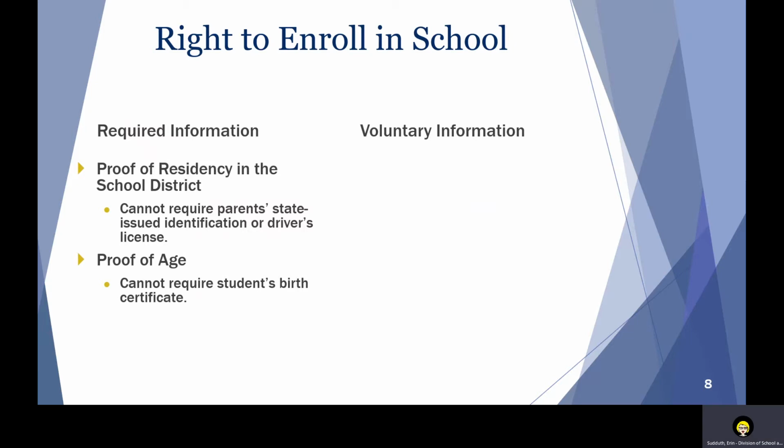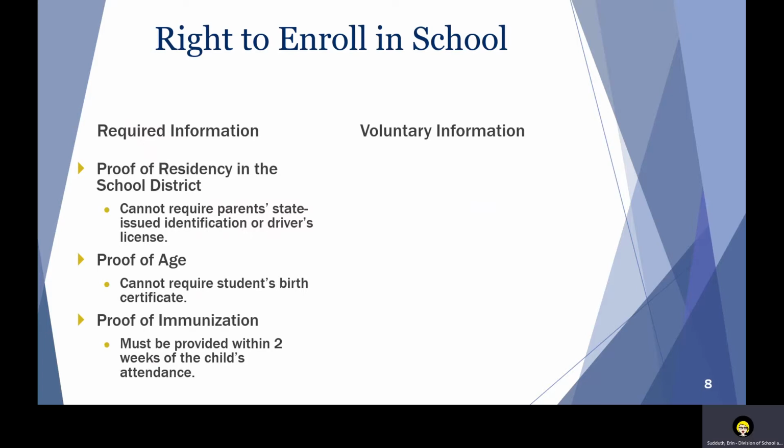Next is the proof of age. The district cannot require a student's birth certificate, although birth certificates may be provided to establish age. Other forms of proof of age include religious, hospital, or physician certificates showing the date of birth, an entry in a family Bible, an adoption record, an affidavit from the parent, or previously verified school records.